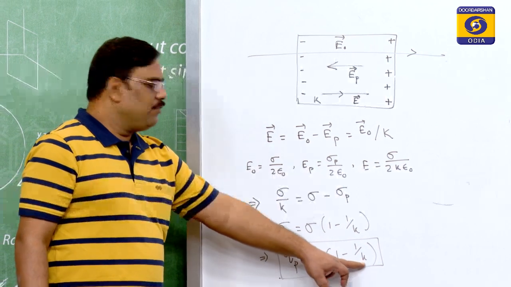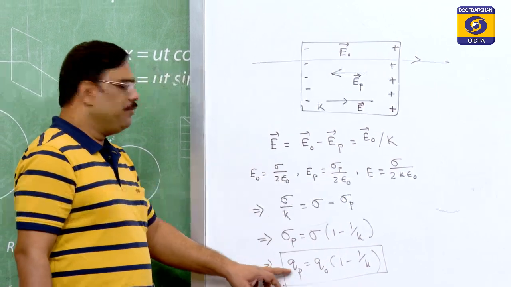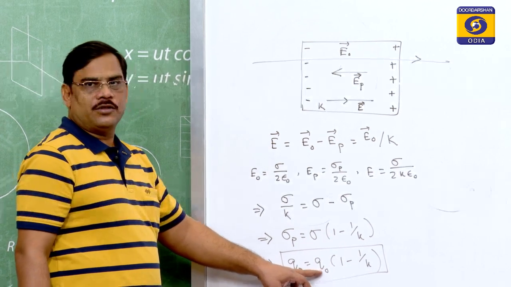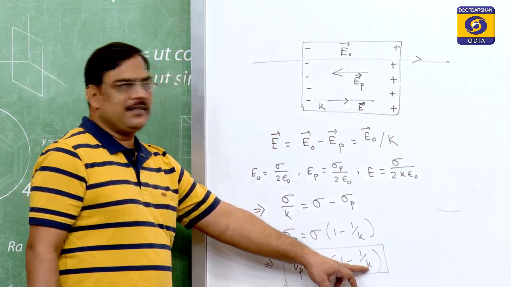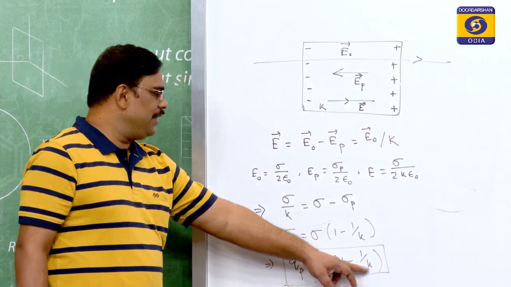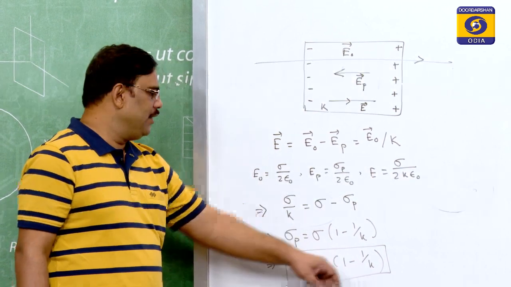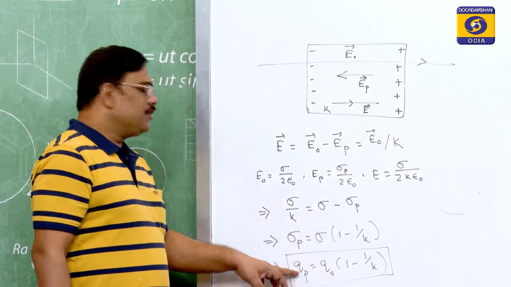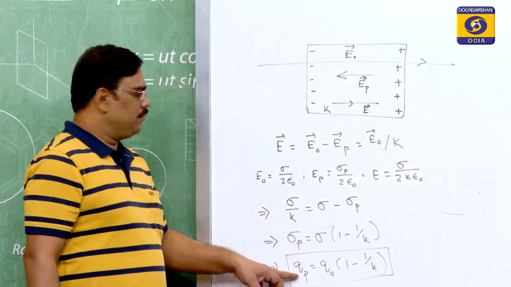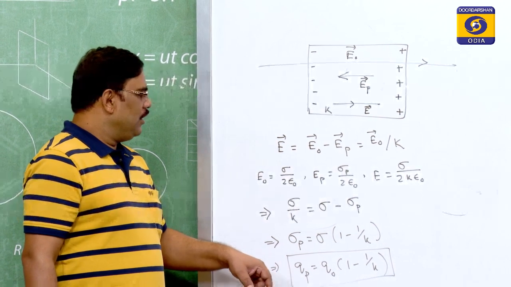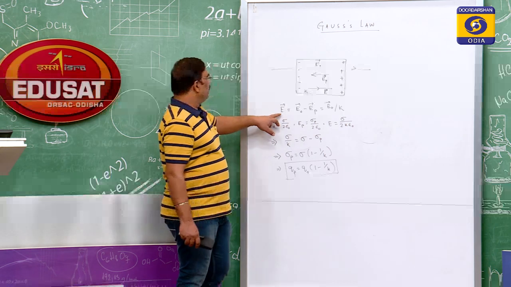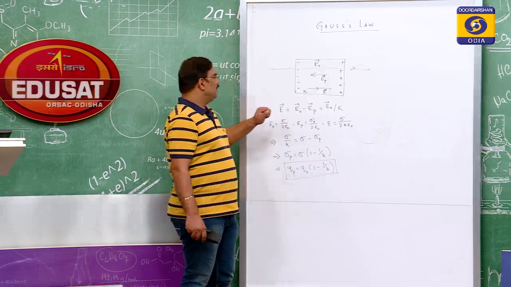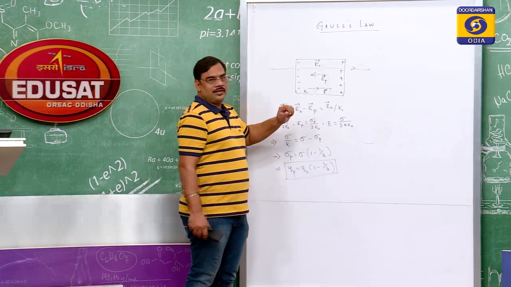As we know, K equals infinity for conductors. So, we will always get the charge due to polarization equal to Q0. But for any other dielectric, the value of K ranges between any value from 0 to infinity. So, we will get a different value of charge due to polarization. Okay. So, using this formula E equals E0 by K, we can also calculate the potential inside a dielectric.